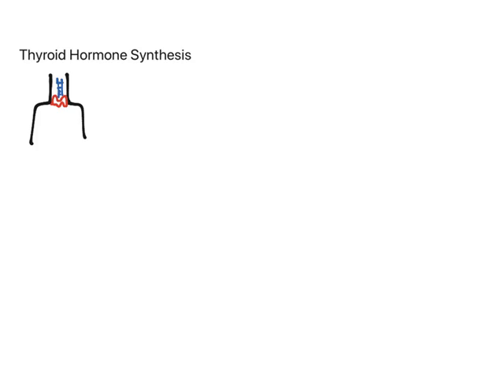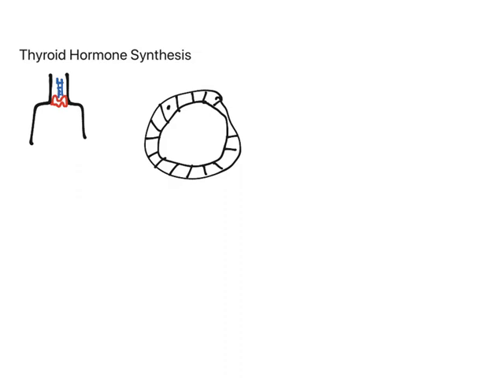So now I'm going to show you the functional unit of this gland. It's called a thyroid follicle. So it kind of looks like a jelly donut. It's got a layer of cells on the outside. These are all different cells. And these cells, they are called thyroid follicular cells. And of course, they have nuclei and all that. And then in the middle, what I'm calling the jelly, this is called colloid.